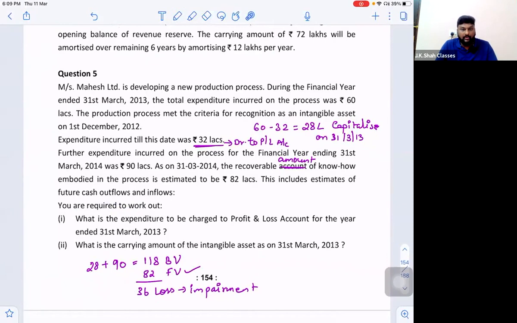You are required to work out what? First, what is the expenditure to be charged to P&L account as on 31st March 2013? Sir, 32 lakhs we already calculated. As on 31st March 2013, that is first year, 32 lakh will be debited to P&L. Correct? What is the carrying amount of the intangible asset as on 31st March 2013? So in the first year, intangible asset will be recorded at 28 lakh, capitalized on 31st March 2013. Correct? So two answers we are given.